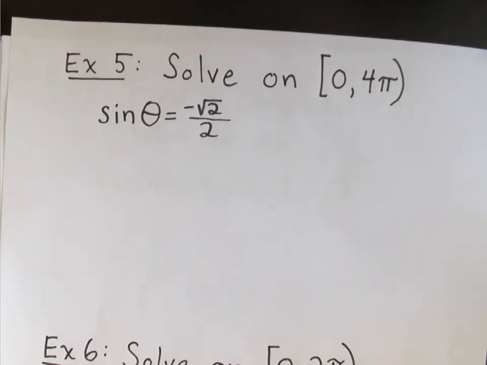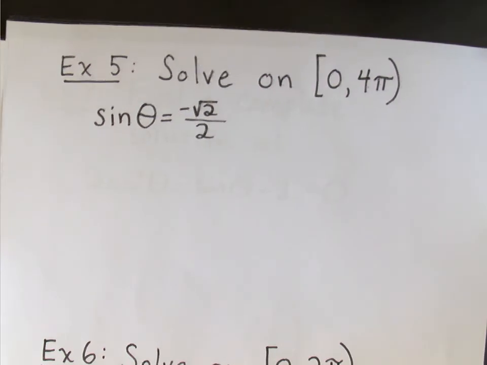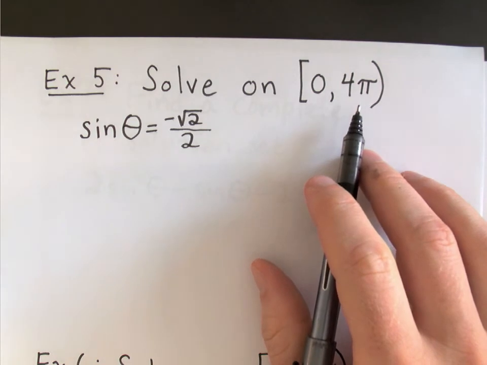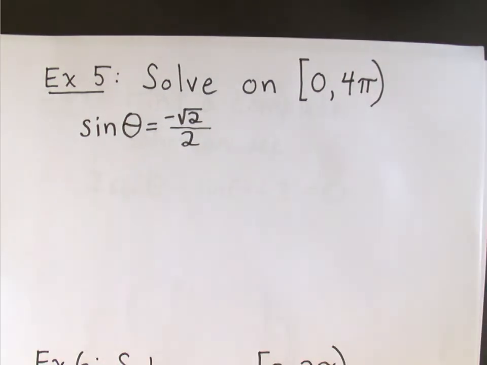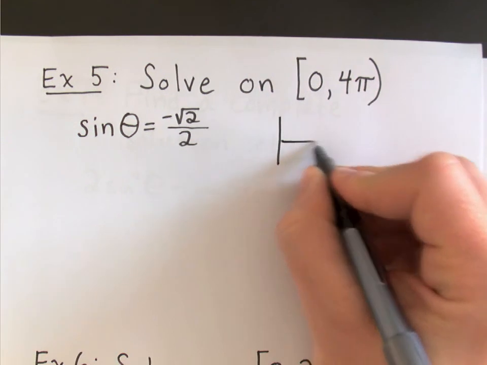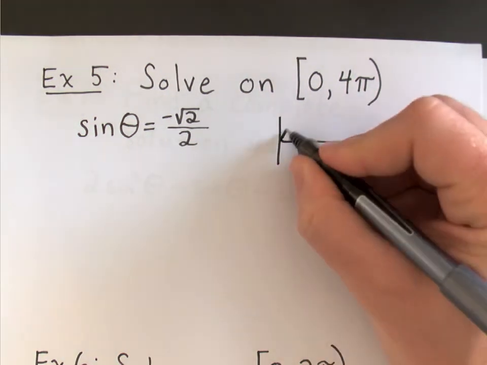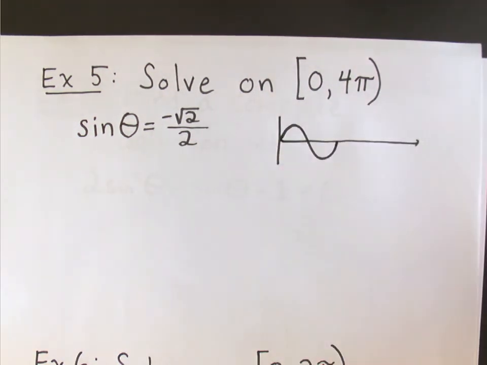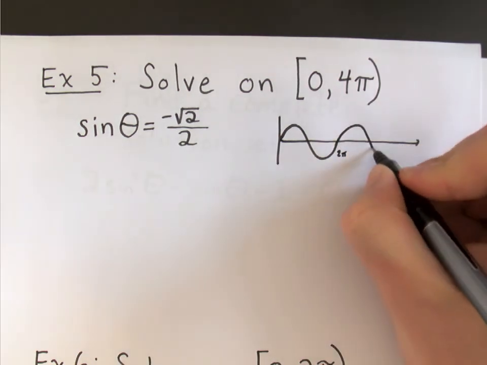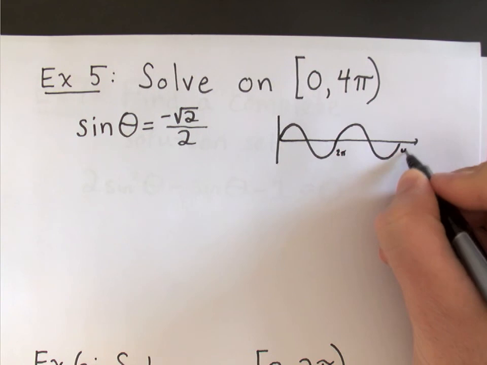Now we're asked to solve an equation on the interval from 0 to 4 pi. So this is a little bit different because we've grown accustomed to the 0 to 2 pi, or at least an interval that was 2 pi long. So if you picture the sine curve real quick, here's the sine curve on the interval from 0 to 2 pi. And then here it is again from 2 pi to 4 pi.